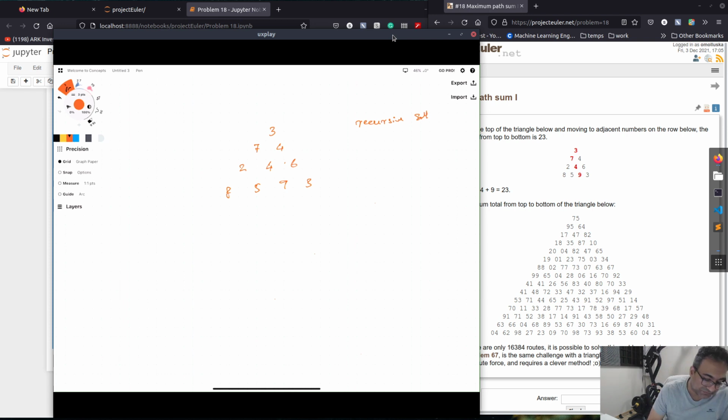Let me select another color. At this point, there is only one path. If we look at this, there is only 3. This can go down to either 3, 4 or 3, 7. The sum of this is 10, the sum of this is 7.